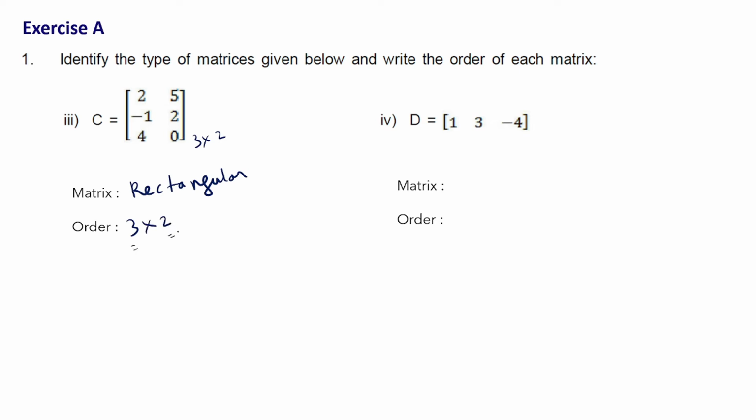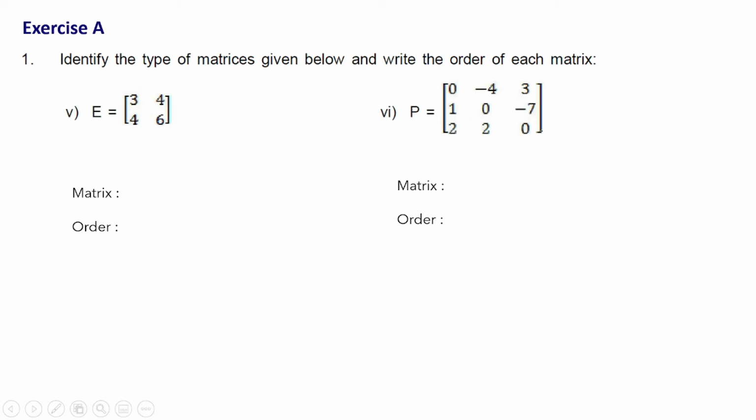3 rows, 2 columns. The next one, D is equal to 1 3 minus 4. Again it has got only one row and the order is 1 by 3, as it has got one row and 3 columns. Next question, E is equal to 3 4 4 6. So here we can see that the number of rows and the number of columns are equal. So it is a square matrix and the order is 2 by 2.